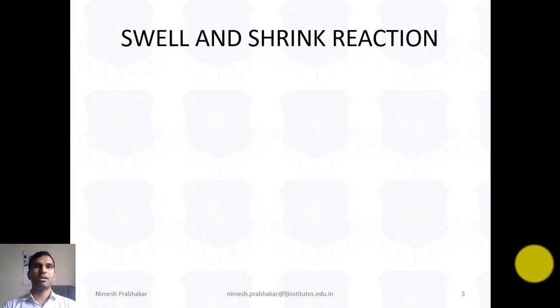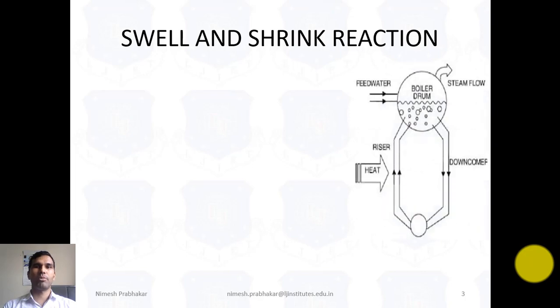First of all, the question occurs in mind: what is swell, what is shrink, and how does it happen in the boiler? What is the connection between swell, shrink and the boiler? To understand this, we see here a simple boiler structure. Here we only consider the drum part, because we require only the drum part. So this is a boiler drum.